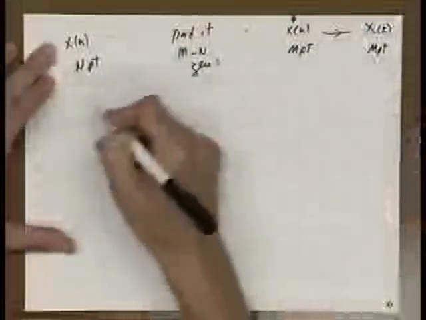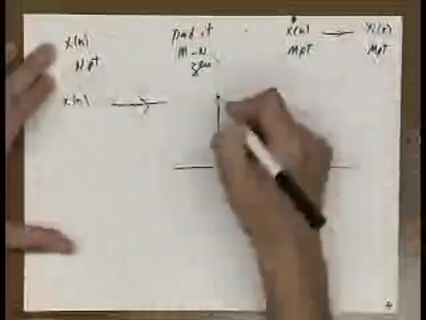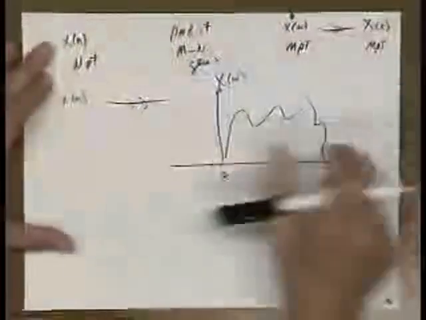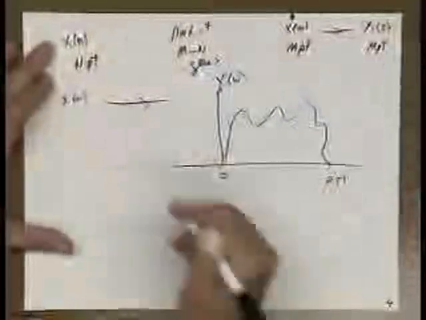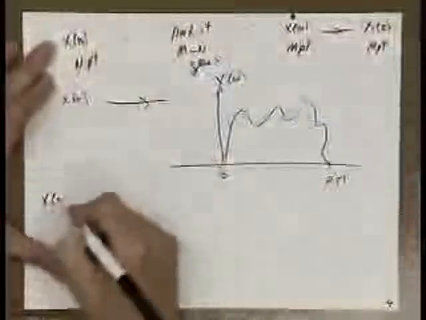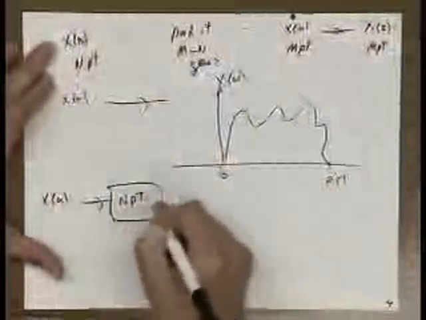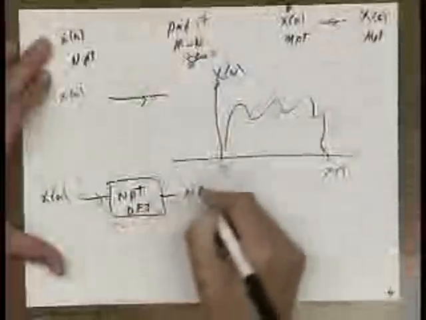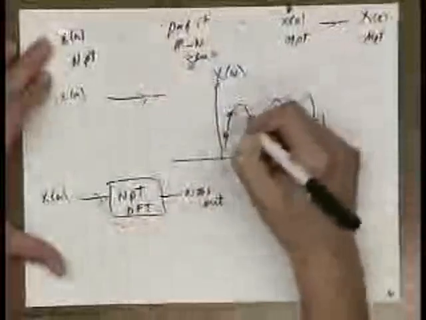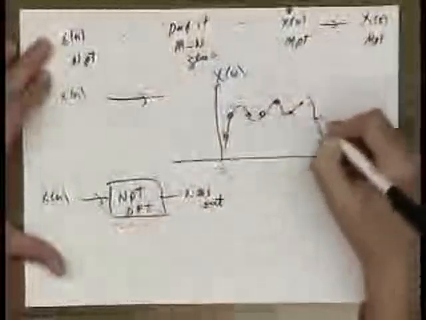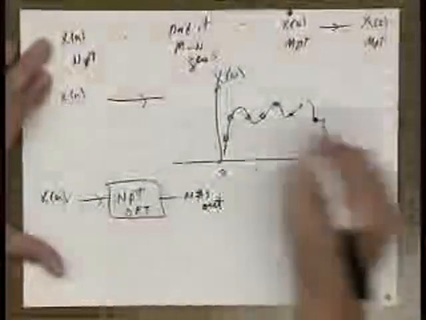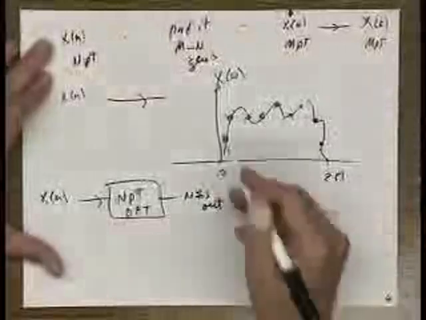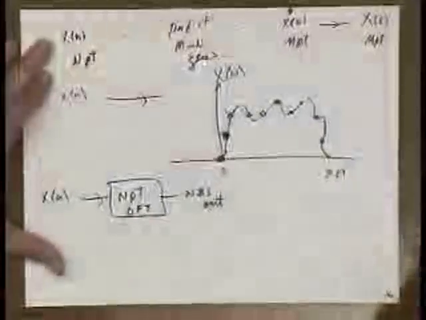So x of n corresponds to some sort of x of omega, 0 to 2 pi, something that's periodic. For now, I'm just showing one period of it. And if I start with x of n, suppose x of n is just an n-point sequence, and I take its n-point DFT and get n numbers out, then those numbers correspond to n equally spaced points on my x of omega: 0, 1, 2, 3, 4, 5, 6, 7, 8 in this case, right? In fact, one of them has to be at 0.